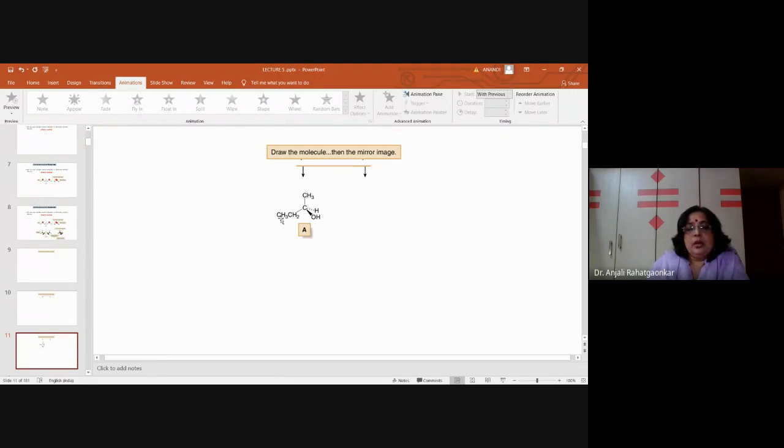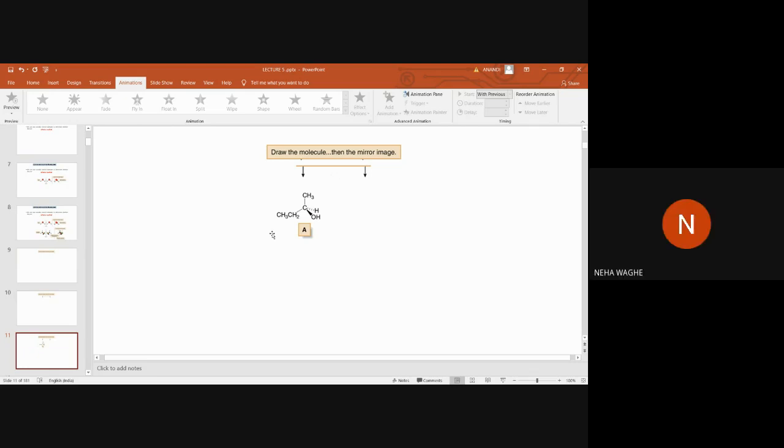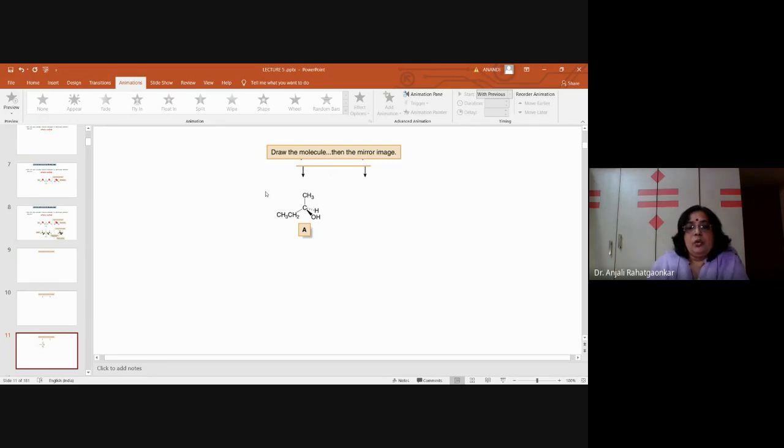So select the longest chain. 1 2 3 4. So जाहिर है ये क्या है, ब्यूटेन है. ठीक है, 2-butanol. 2 ब्यूटेनॉल है और इसमें कितने, 4 कार्बन है. 4 में से एक कार्बन जो है ये कायरलिटी देगा कि नहीं देगा.